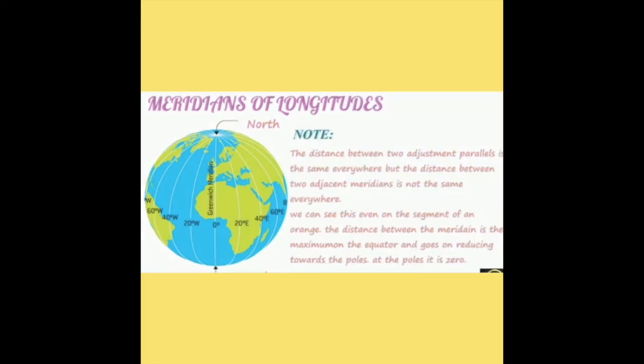The distance between two adjacent parallels is the same everywhere, but the distance between two adjacent meridians is not the same everywhere. We can see this even in the segments of an orange. The distance between the meridians is the maximum at the equator and goes on reducing towards the poles. At the poles, it is 0.